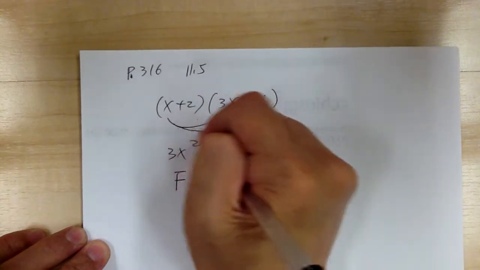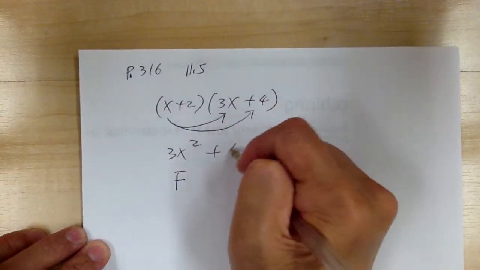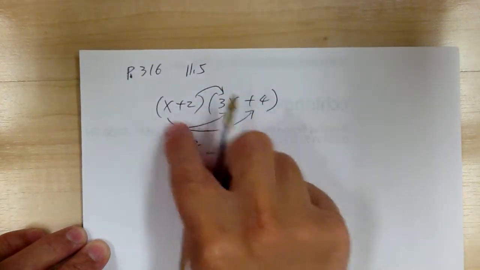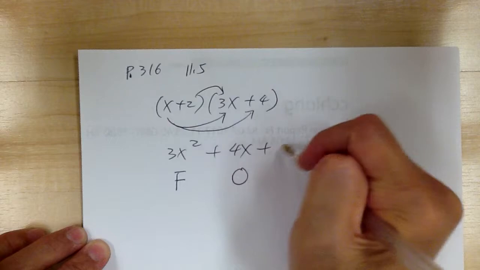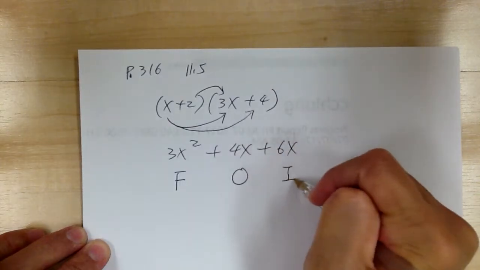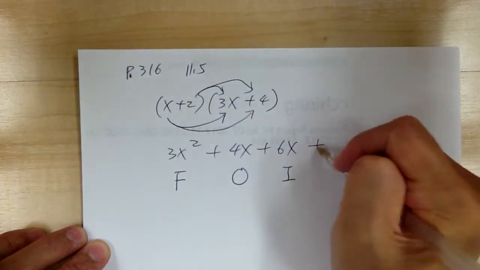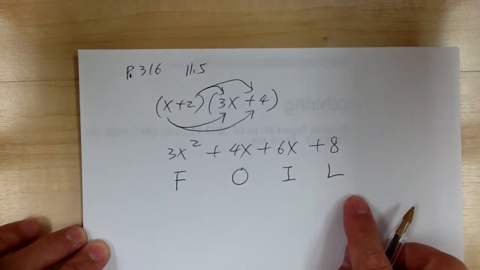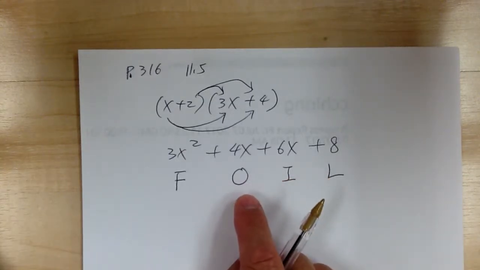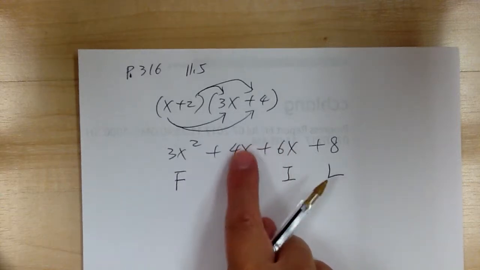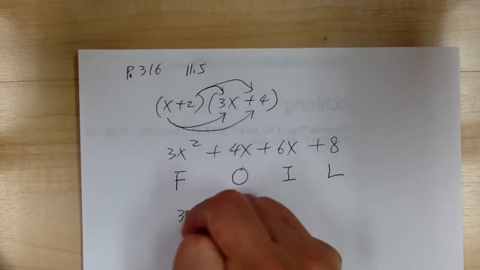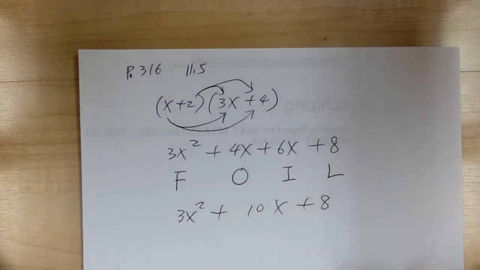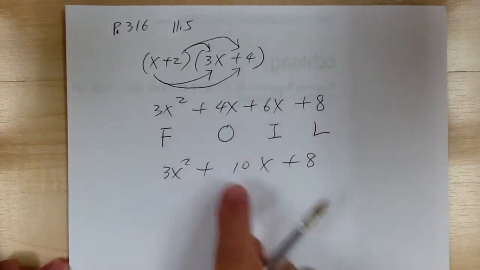The first terms, and you multiply, so this will be plus 4x, and this is the O, the outer terms, and you multiply, this will be plus 6x. This is the inner term, and you multiply, this is plus 8, and this is the last term. So that's the FOIL method, right? Now, after that, you have to combine the like terms. So you combine these two, you're going to get 3x squared plus 10x plus 8. Okay. So that's how you multiply.